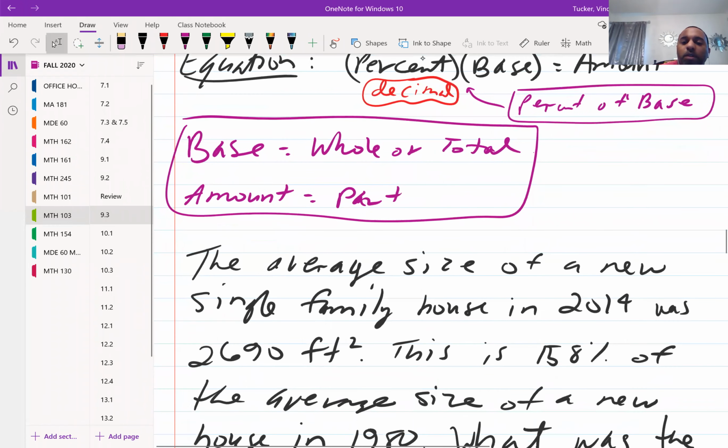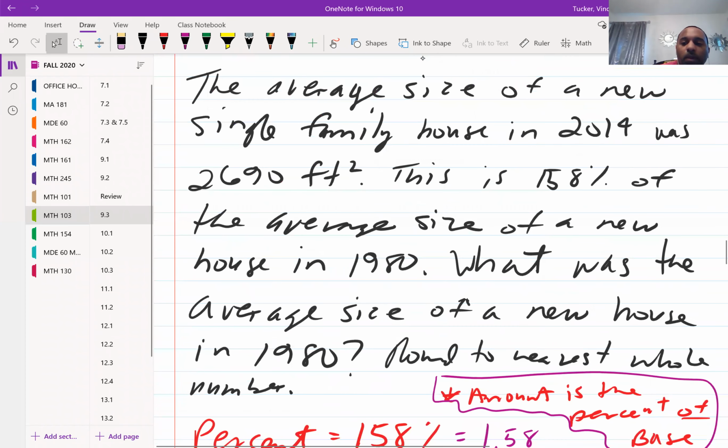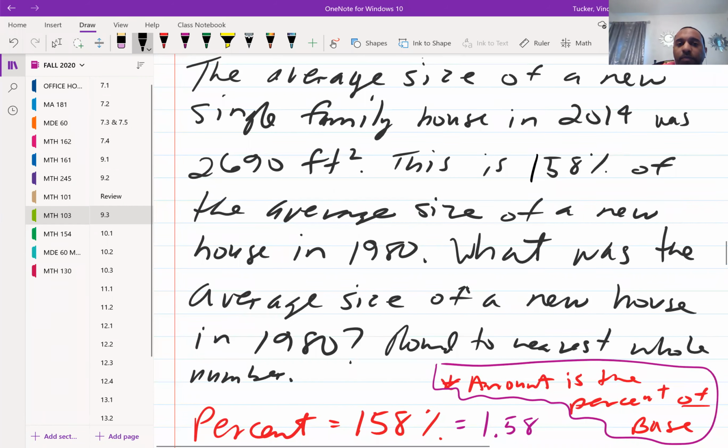All right, let's look at a problem. The average size of a new single family house in 2014 was 2,690 feet squared of square footage. This is 158% of the average size of a new house in 1980. What was the average size of a new house in 1980? Round to the nearest whole number. Give you a few seconds to write that.